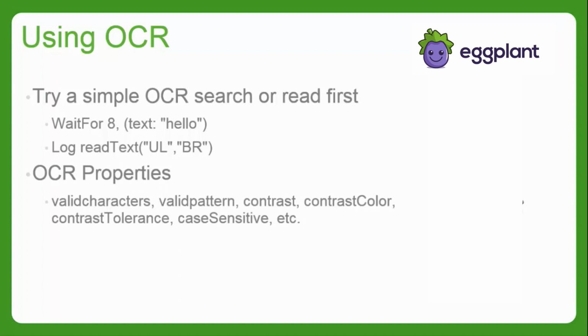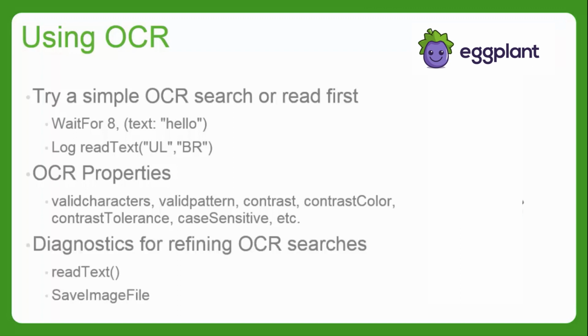There are a number of OCR properties you can use to refine OCR and help it interpret correctly. I'll discuss the use of these later in this video as I go through some examples of refining OCR. Knowing when to use OCR properties partially comes down to knowing what the properties do, but trial and error also plays a role. The readText function and the save image file property are two tools you can use to help decide which OCR properties are relevant when working with a particular text element.